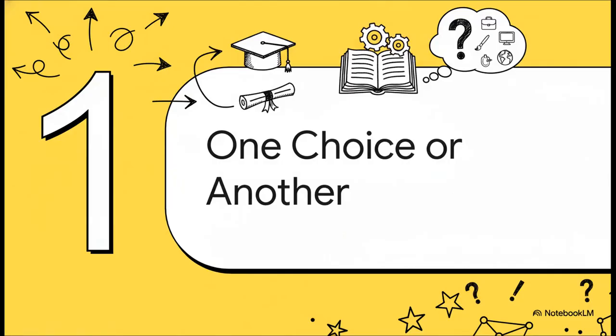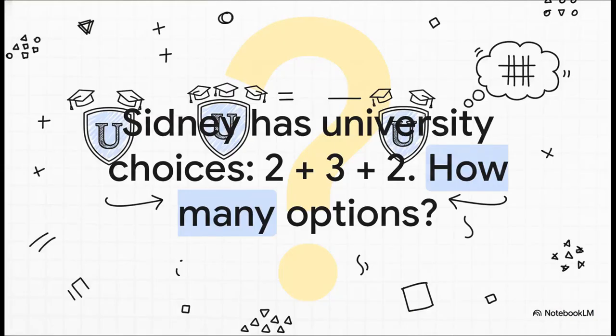All right, let's dive right into our first tool. We'll start with a scenario that's all about making one choice from a few different groups of options, something anyone thinking about life after high school knows very well. So here's our first little puzzle. Sydney's applying to universities, and she's got options spread across 3 different schools. Now, before I just give you the answer, take a second. How would you figure out her total number of choices?